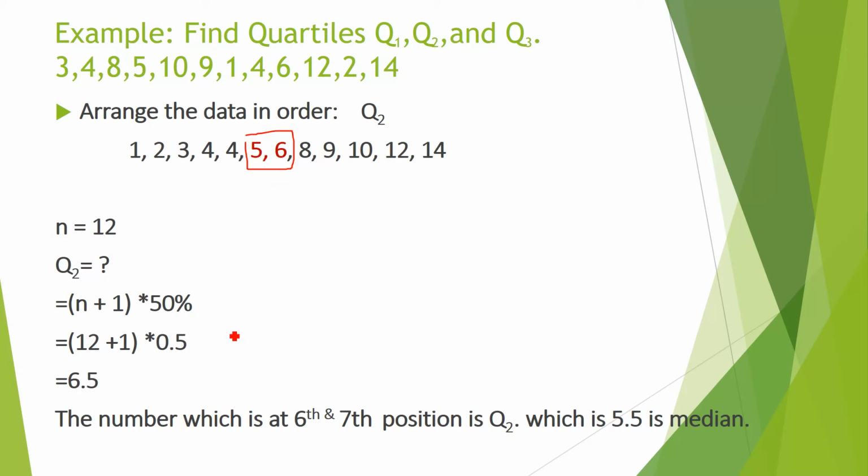But with the help of the formula, same thing. N plus 1, 50%. Why 50%? Q2 is the 50%. So it is 6.5. It does not mean that 6.5 is the median. It shows the position, the numbers in the 6th and 7th positions, because this is 6 plus 0.5. So 1, 2, 3, 4, 5, 6, same 6, and this is 7. Again 11 divided by 2, which is 5.5, is the median.